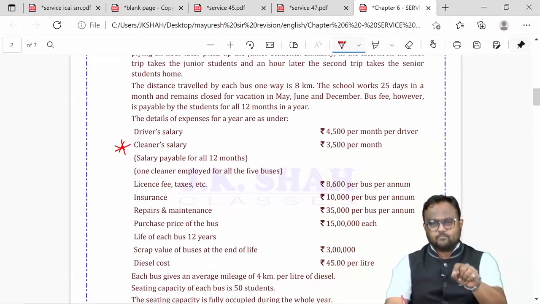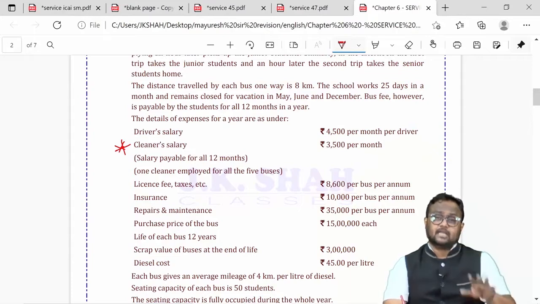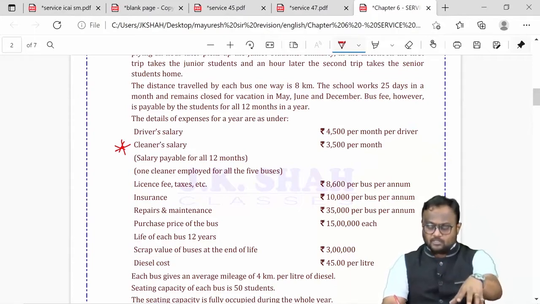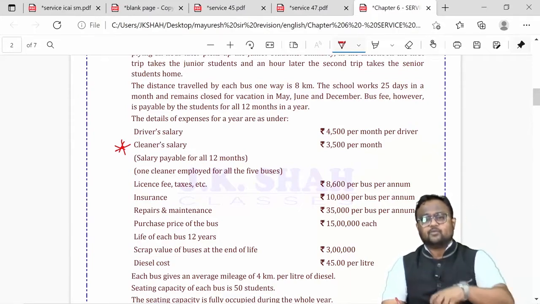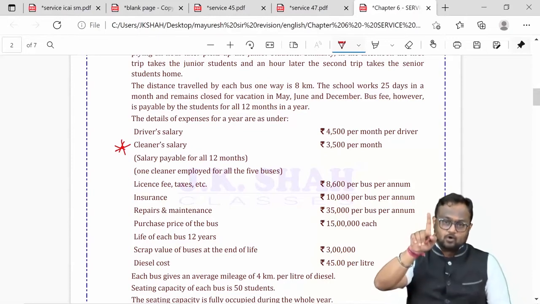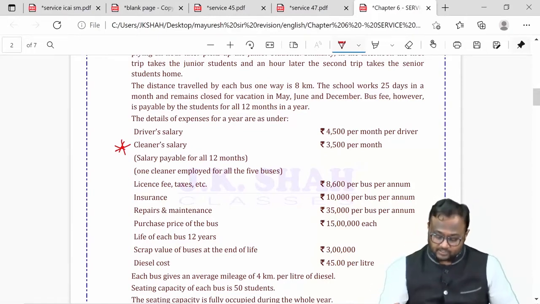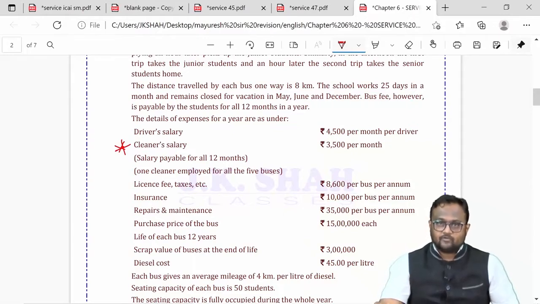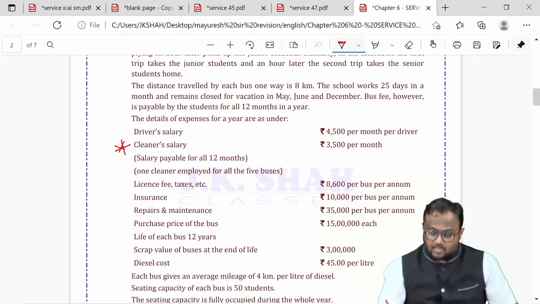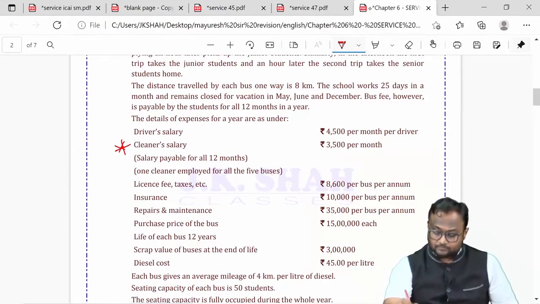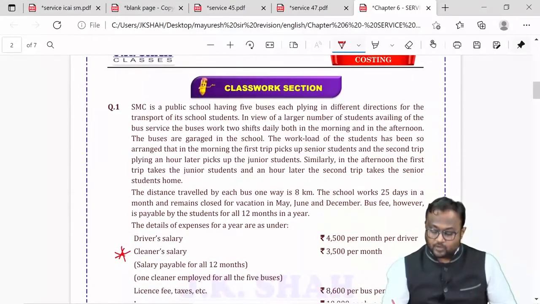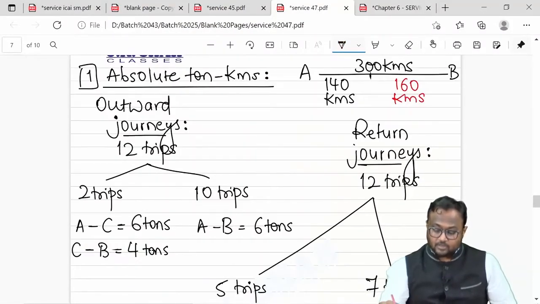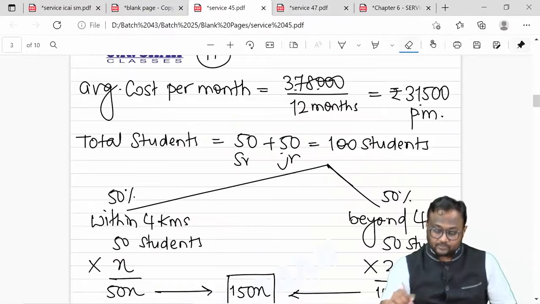So 700 per month per bus is his salary, or 3,500 multiplied by 12 into 1 by 5 will be the cost per bus in terms of cleaner's salary. It doesn't happen with driver because you need one driver for each bus, but only for cleaner this was applicable. The important calculation was the first paragraph. To understand the first paragraph, my first paragraph says this.